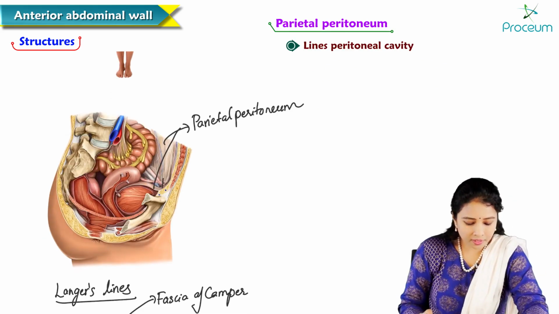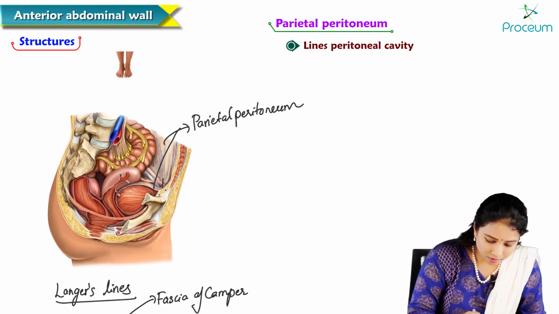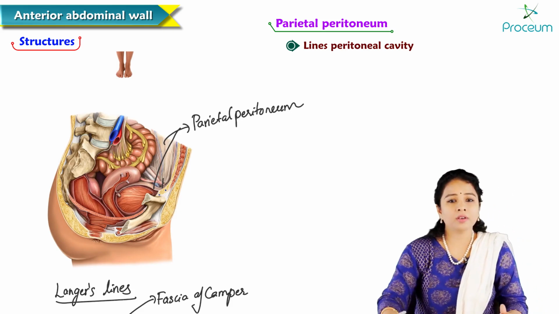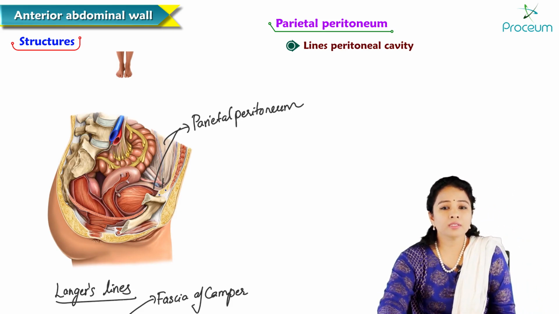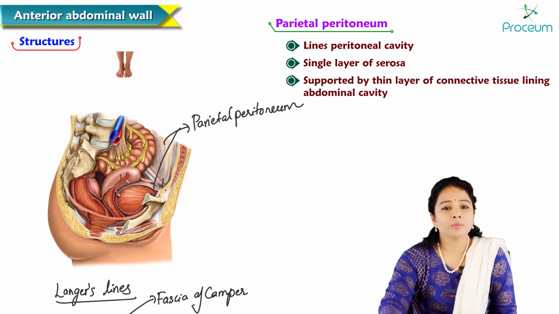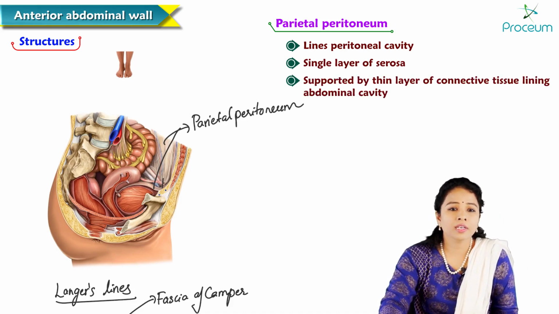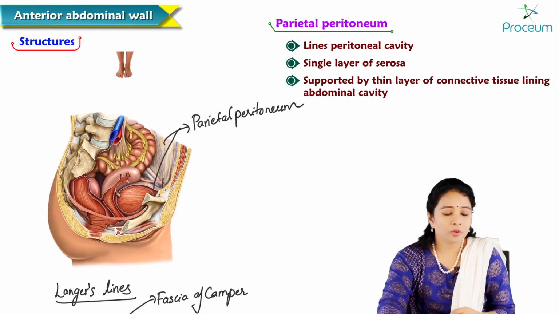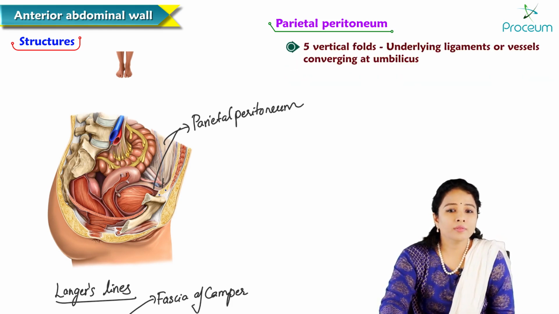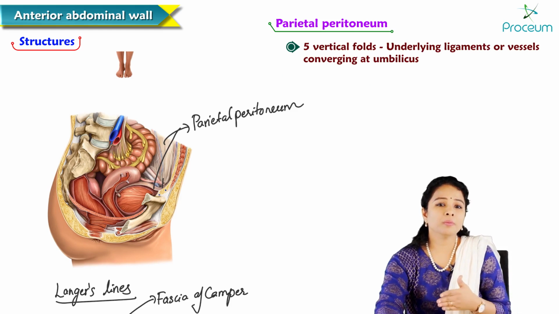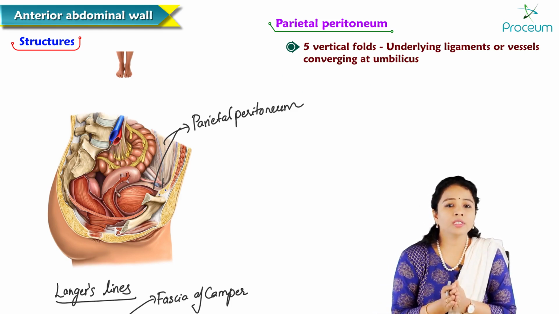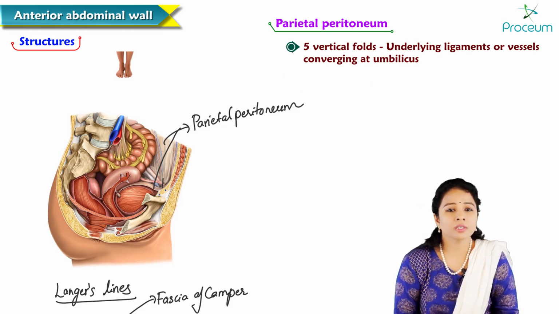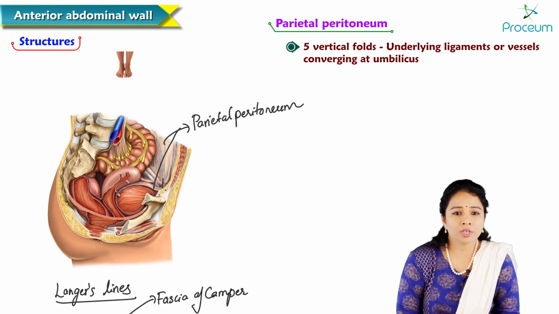You can see the parietal peritoneum covering the pelvic organs and also the abdominal organs. The peritoneum is a single layer of serosa supported by a thin layer of connective tissue that lines the abdominal cavity. So that is about the parietal peritoneum, and five vertical folds are formed overlying the ligaments and the vessels that converge at the umbilicus. This parietal peritoneum folds itself to form the ligaments around the pelvic visceral organs.